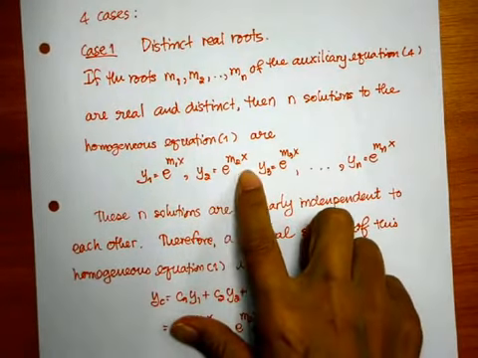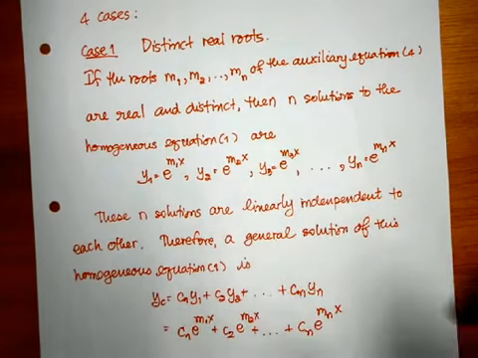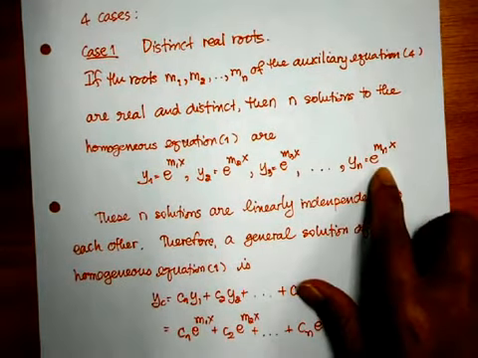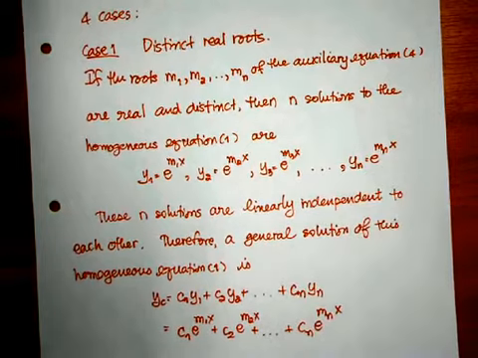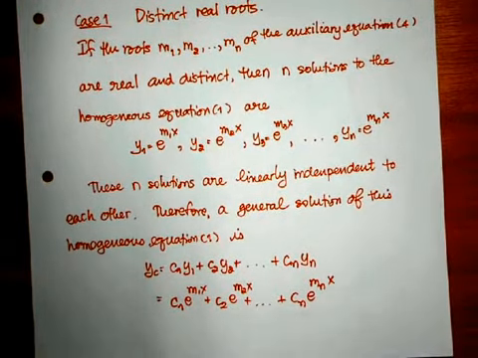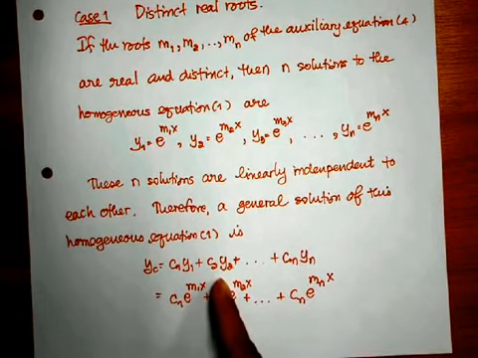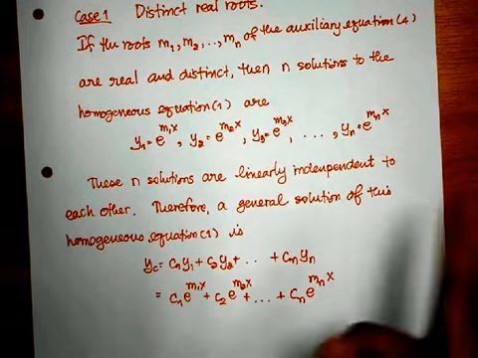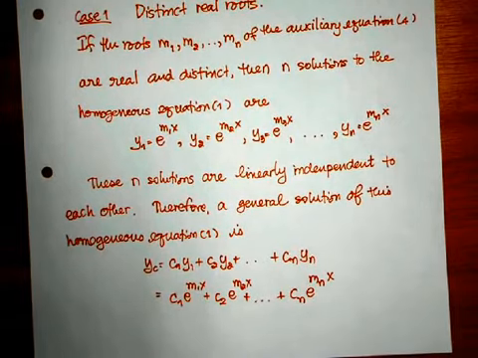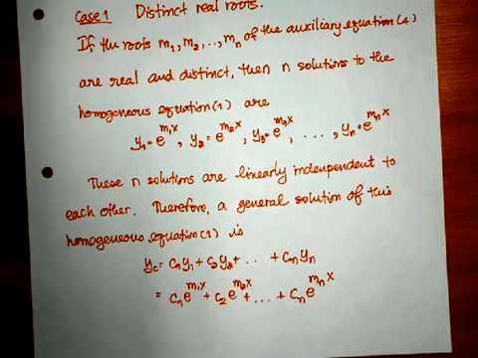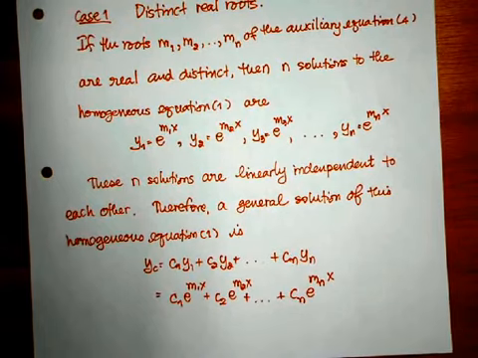to exponential of m2x, and so on. So yn is equal to exponential of mnx. They say that these n solutions are linearly independent of each other. Therefore, a general solution of this homogeneous equation is in this form. So this can be used only when the roots of our characteristic equation are real numbers and not repeated roots.